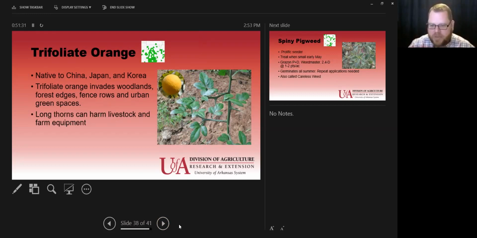Trifoliate orange is our next one. So obviously the spines become a bit of a problem, but the fruit can too. It invades our woodlands, forest edges, fence rows, and urban green spaces. And those long thorns can become harmful to livestock and tractor tires all the same. So it is a problem for us. And again, it's a non-native, so there's not many enemies, and it grows as it will.